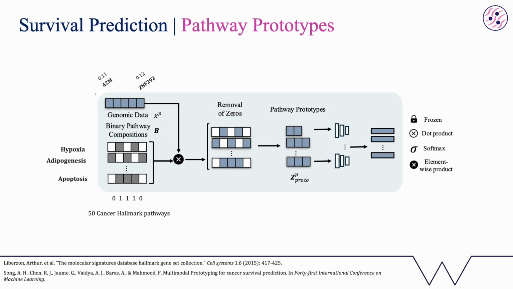Now I will discuss how we create prototypes for each modality. For genomic data, we multiply our gene expression vector with binary pathway composition vectors. This gives us a vector for each pathway consisting of the genes involved in that particular pathway. We pass these vectors through MLPs to create standardized pathway prototypes.